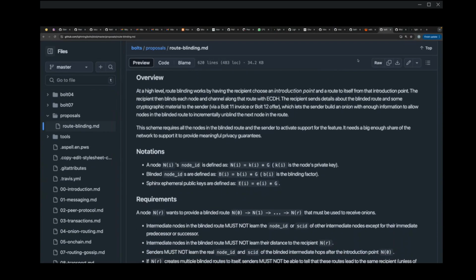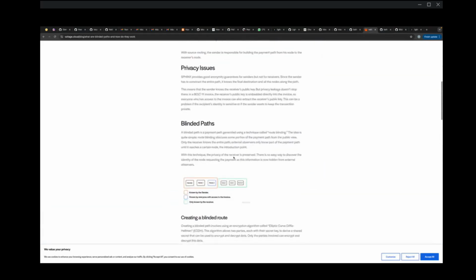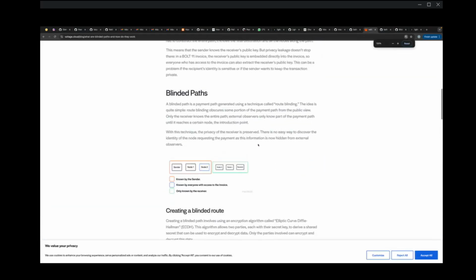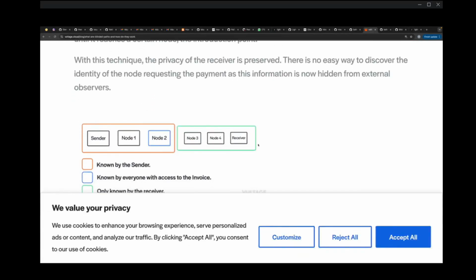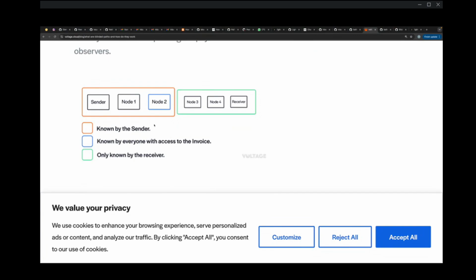All right. So what happens is, I'll show you a diagram. Here, this is the sending node, and this is the receiver node which receives the payment. The receiver doesn't want to expose their privacy. The vendor doesn't want to tell the sender who they're paying. So it creates a blinded route with an introductory node. The introductory node in this case is node 3.